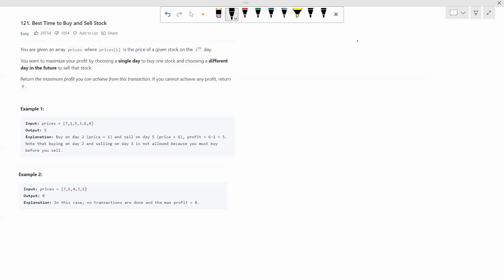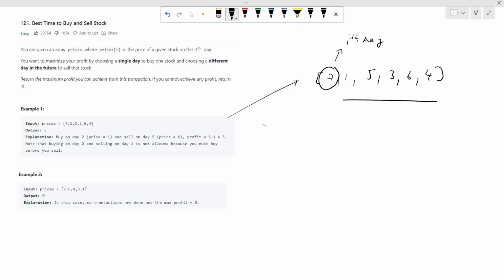Now let's look at the example. Let's take this example, which is 7, 1, 5, 3, 6, 4. First of all, let's try to understand what the problem statement says. Let's say you are buying this stock on the ith day, then you can sell that stock in the future days. You cannot travel back in time, right?